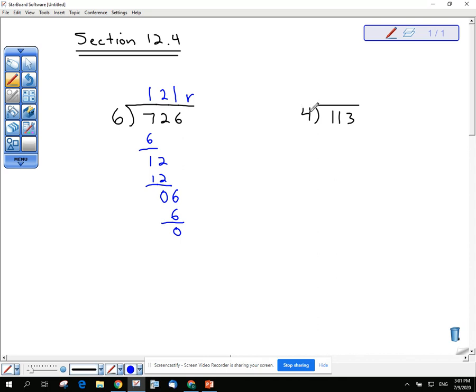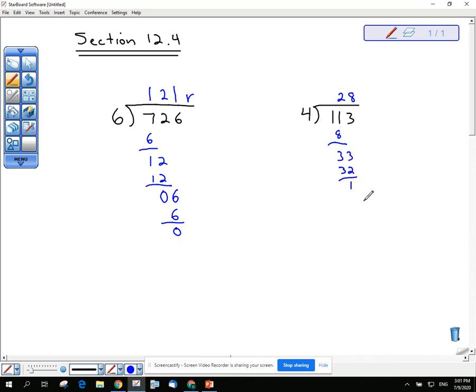So you ask yourself, how many times does 4 go into 1? 0. So then you look at the next digit in. How many times does 4 go into 11? Well, that would be 2. 2 times 4 is 8. Subtract down. 11 minus 8 is 3. Drop the 3. How many times does 4 go into 33? Well, 4 times 8 is 32, right? So it's going to be 8. 8 times 4 is 32, and the remainder is 1.